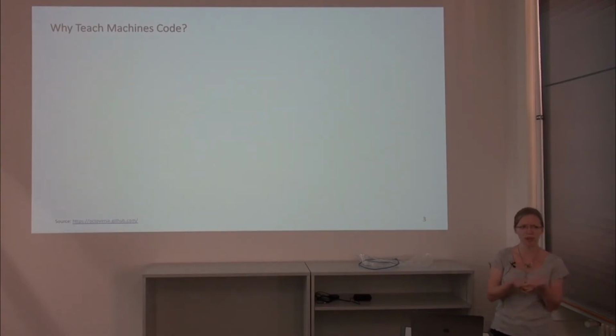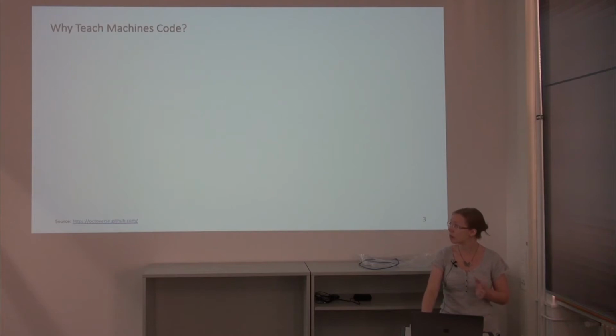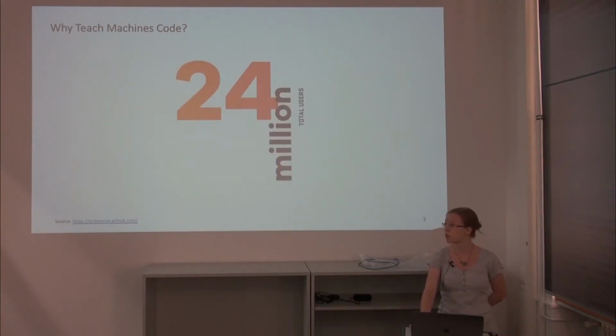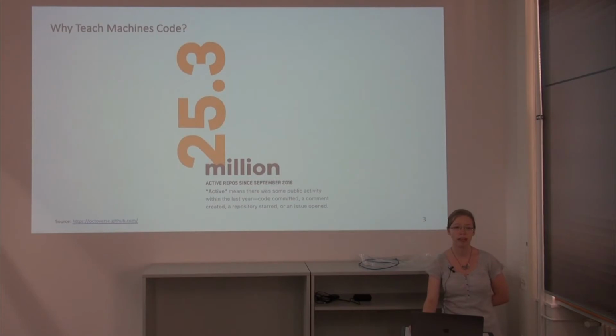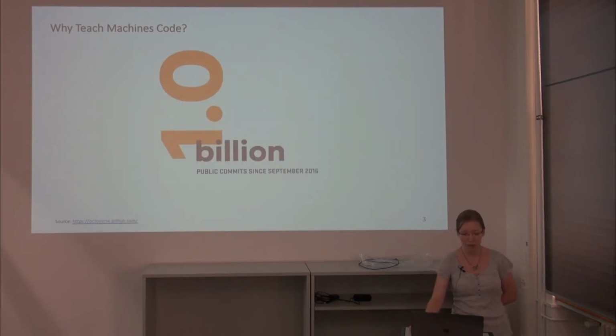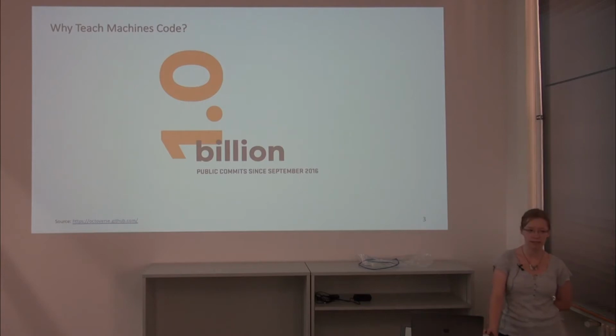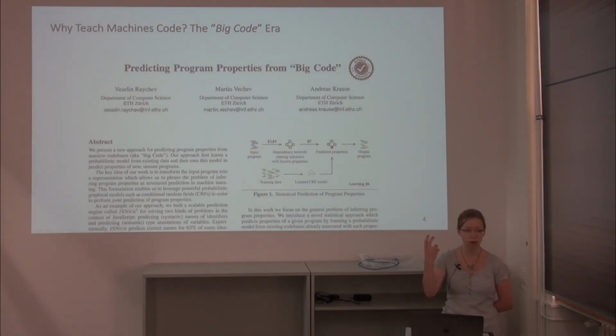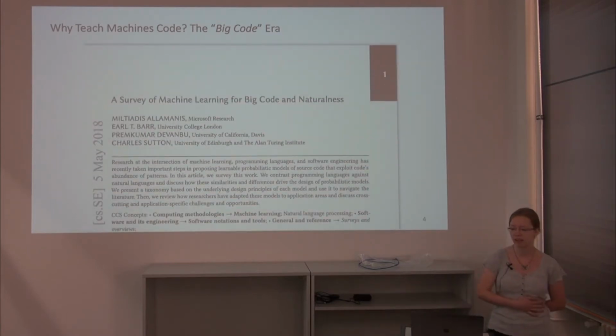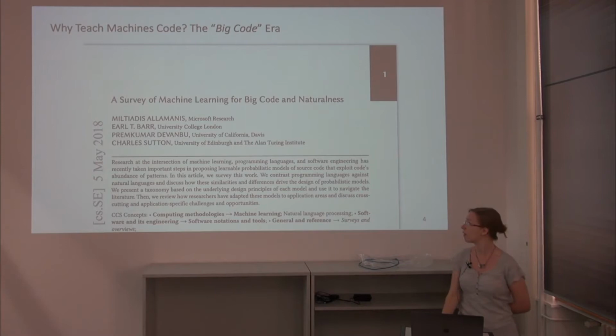Well, software in general is becoming more and more ubiquitous in our lives, and in particular, open source software is growing in large numbers. So the GitHub Octoverse 2017 reported 24 million total users, more than 25 million active repositories, as well as over 1 billion public commits since September 2016. So much so that recent works have come to describe this phenomenon as part of the big code era, in which researchers develop methods geared towards automatically classifying, understanding, and analyzing bodies of code. Applications of machine learning on code thus include, among others, automatic optimization, identifying code duplication, or vulnerability analysis.